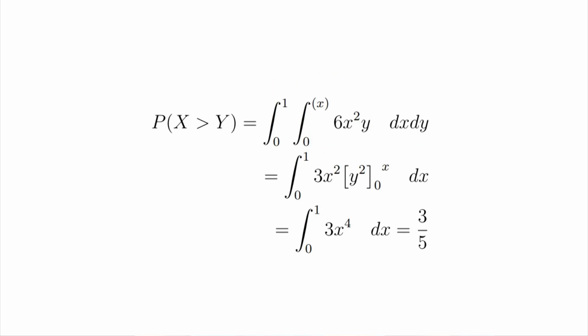The probability of x greater than y is equal to integral over x 0 to 1 integral over y 0 to x 6x square y dx dy. On simplification, we have the value as 3 by 5. The working part is considered as an activity.